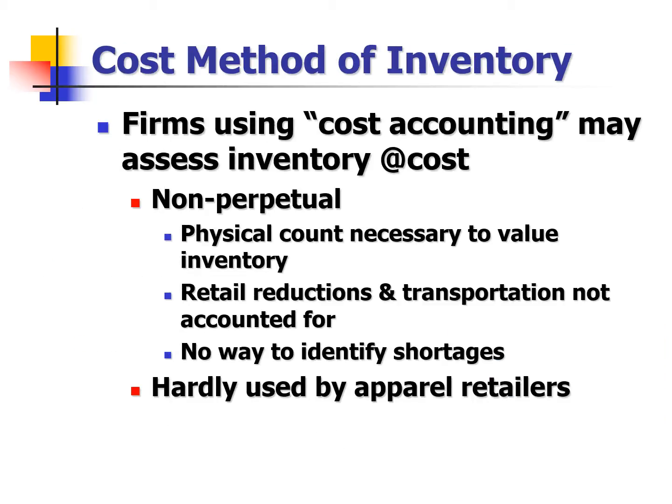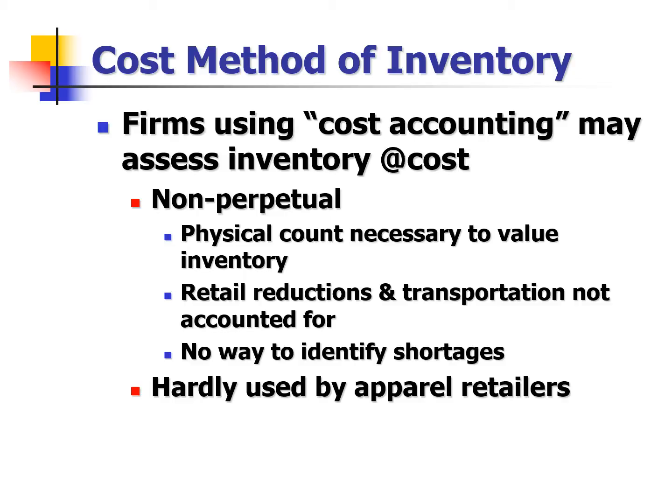There are two methods of assessing inventory levels. One is to use the cost value of the inventory, and the other is to use the retail value of the inventory. When we use the cost value of the inventory to assess the level of inventory, we call that the cost method of inventory. Some companies use cost accounting, and for that matter, it is easier for them to keep track of everything at the cost value, so they also take the inventory at the cost value.